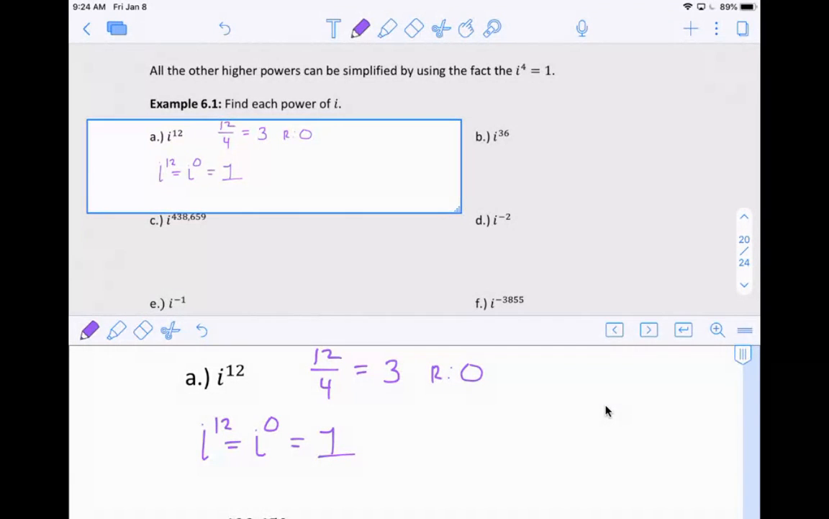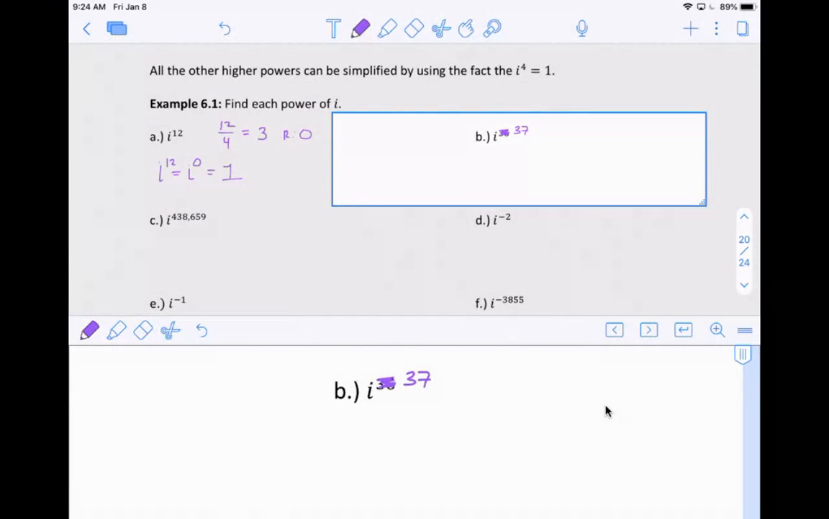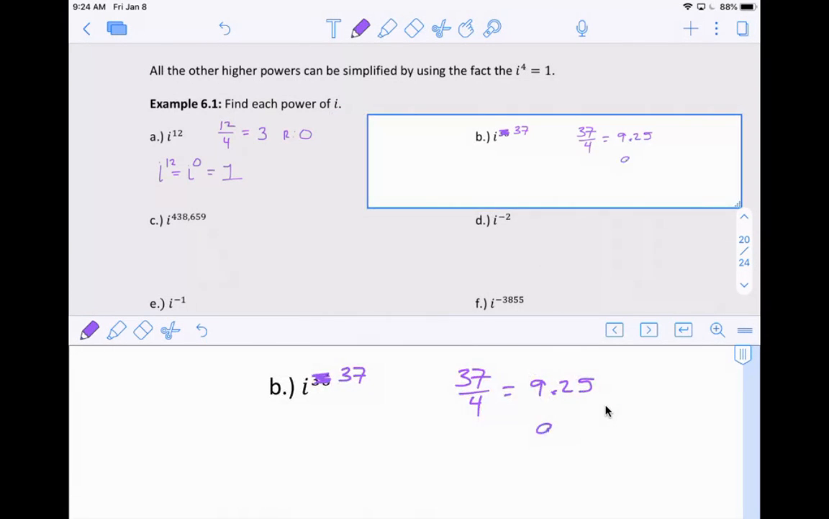So we don't need to sit here and calculate each one over and over again. We can just divide that exponent. We're actually going to change this exponent to something else, 37. What happens when you have i to the 37? 37 divided by 4, because of the 4 options, we would get 9.25 if we did the full math. In other words, we get a full 9 with a remainder of 1.